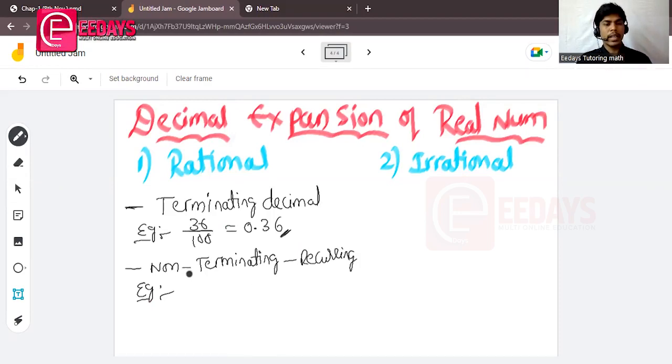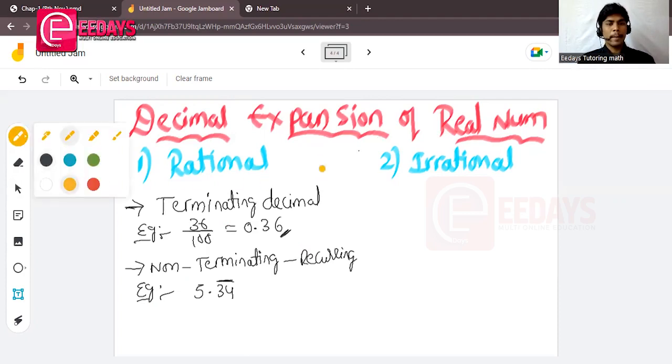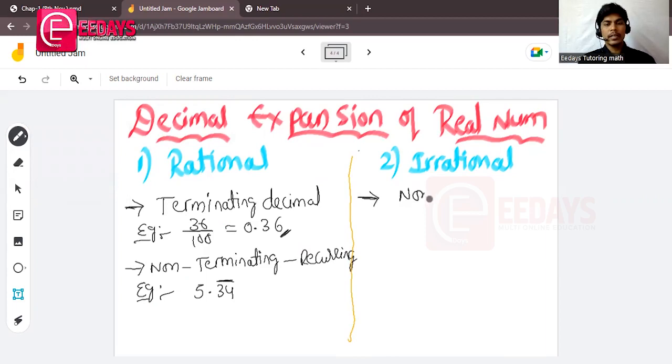Non-terminating is nothing but the remainder is not equal to 0, and recurring is nothing but it is repeating. Let's take an example of 5.34 bar. 5.34 bar is nothing but 5.3434343434 and so on. So we can write it in the form of a rational number also. Now, irrational numbers are also non-terminating.